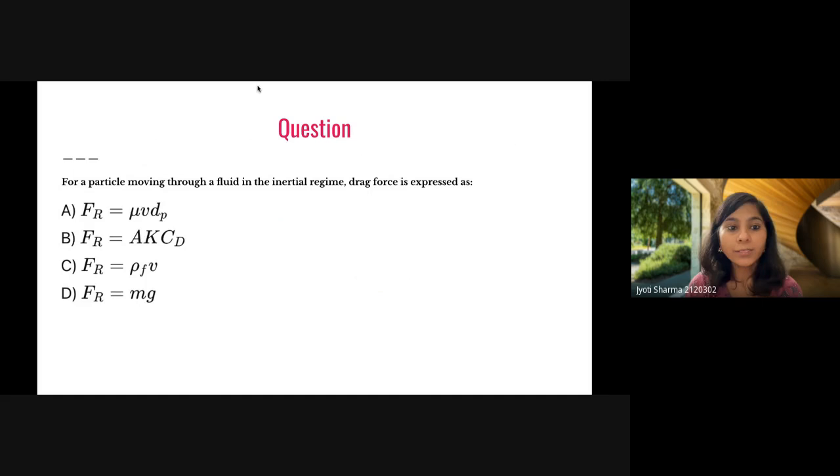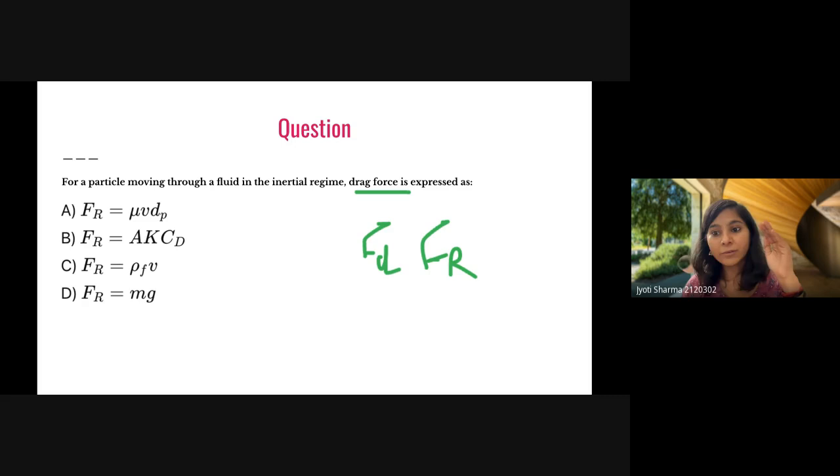Okay, so next question is, because we were talking about the drag force, right? So FD or F, you can also write FR. Can you tell me the formula of your drag force? Drag force is against the motion. Whenever there is something moving, there will be some force that will resist that motion. So that will be the drag force, or you can say it is the inertial regime. Because of inertia, it is resisting the motion. Can you tell me what is the right formula for the drag force?